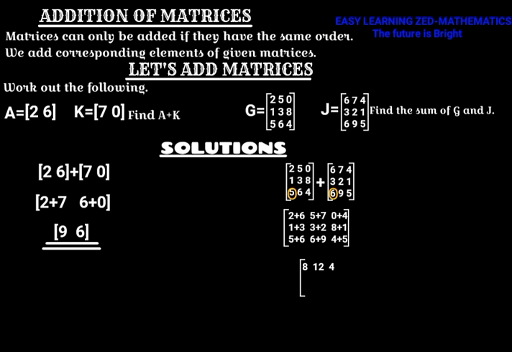Then I'm going to come down to the second row. So 1 plus 3 will give us 4. Then 3 plus 2 will give us 5. 8 plus 1 will give us 9. Then 5 plus 6 will give us 11. Then 6 plus 9 will give us 15. Then 4 plus 5 will give us 9. Then I'm going to close brackets, and that is the final answer. So basically, this is how you add matrices.